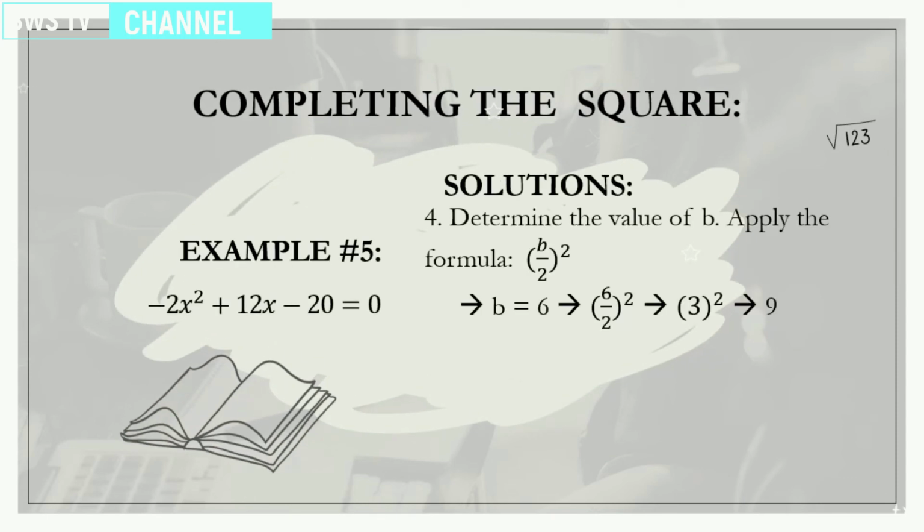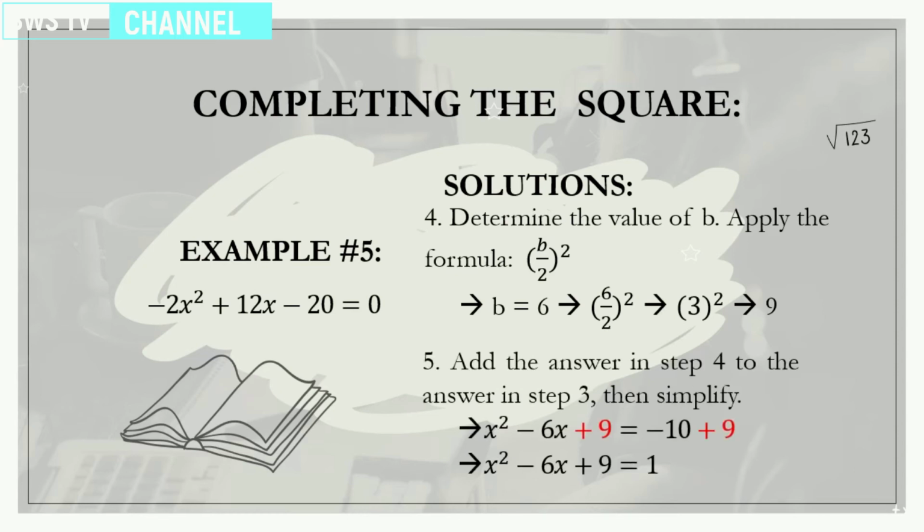Fourth step, the value of b is 6 based on step number 3. Then 6 divided by 2 is 3, 3 times 3 is 9. Then step number 5, add. So we have x squared minus 6x plus 9 is equal to negative 10 plus 9. Simplify, then you have x squared minus 6x plus 9 is equal to 1.